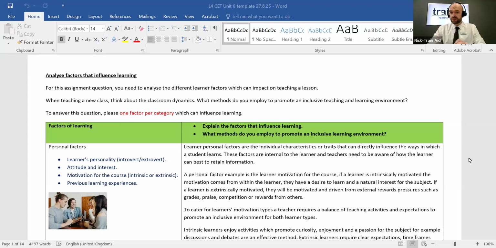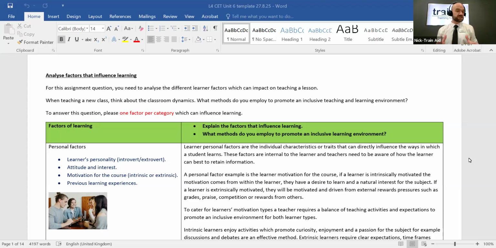In today's video, we are looking at the Level 4 Certificate in Education and Training, and we are embarking upon Unit 6, which is looking at inclusive practice. So the first question is to analyse factors that influence learning. For this question, we are going to investigate the many different types of factors which can influence inclusive practice.